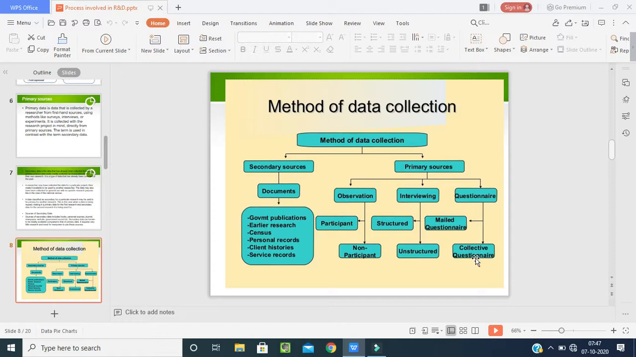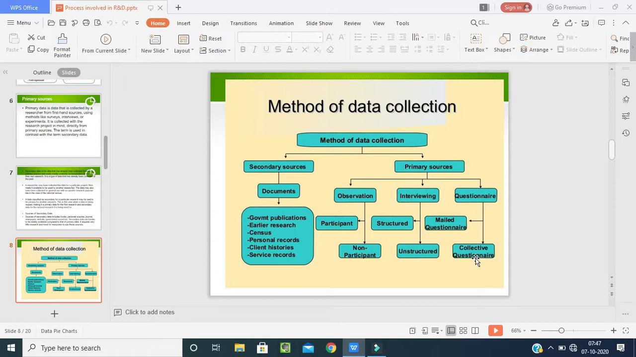So a scaling measurement will be there. Is our product good or very good or average or bad or worse? All the data will be collected by the company or the person with the help of the questionnaire. Either it can be a collective questionnaire or it can be a mail questionnaire.